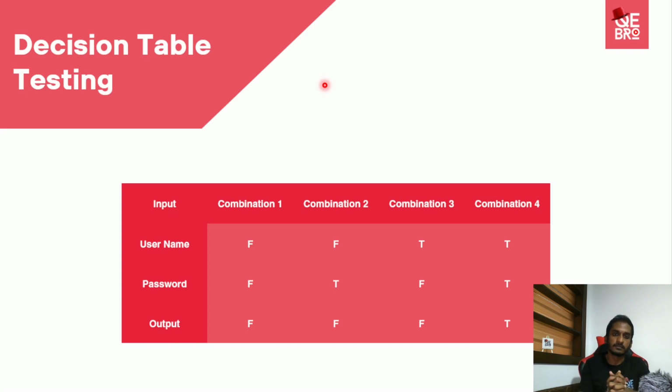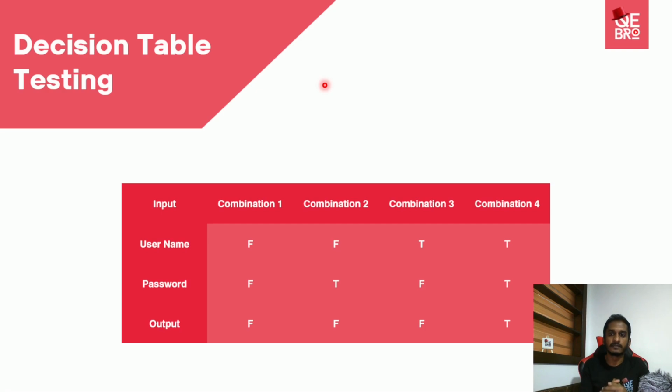In a decision table, what we do is list down all the inputs and then try to identify different combinations of each input and how the output will differ based on those combinations. This is also known as the cause effect graph, because the cause is the input and the effect is the output. Cause effect means how the output will behave based on different input combinations.